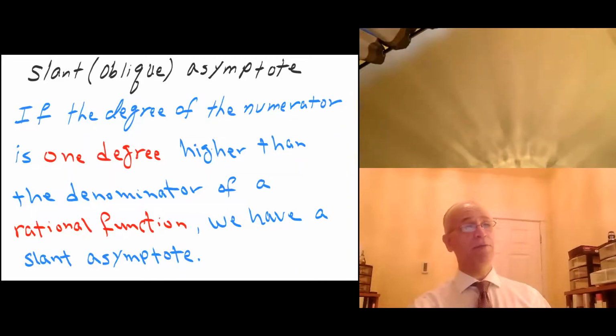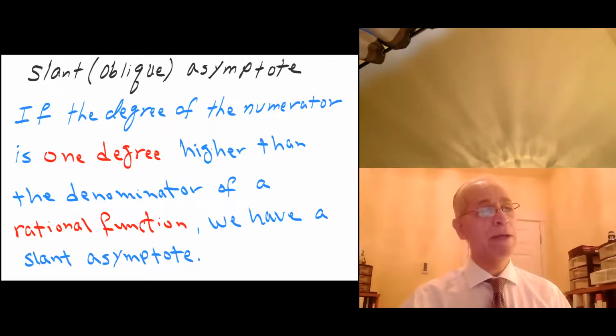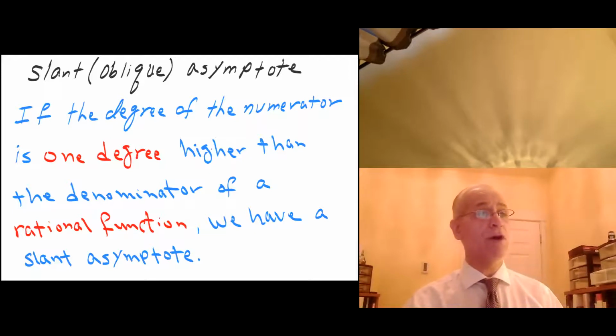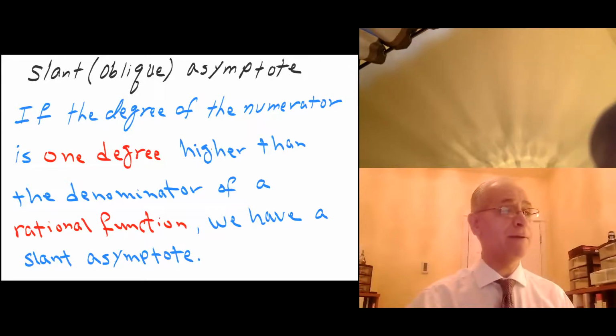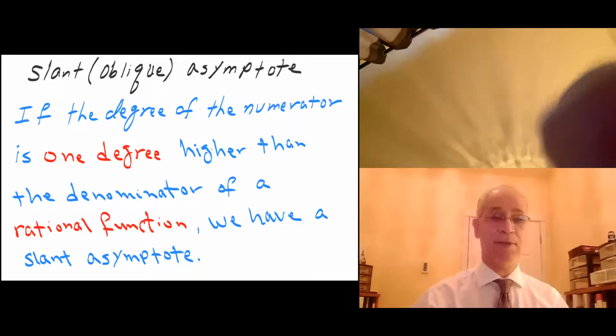Hello, Math 141, talking about slant or oblique asymptote. If the degree of the numerator is 1 higher than the degree of the denominator of a rational function, we have a slant asymptote.